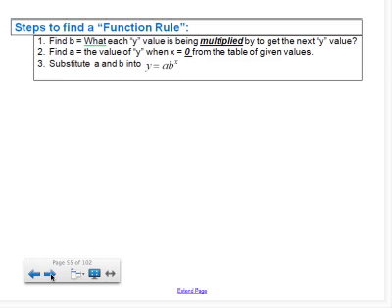So, steps for finding a function rule for an exponential function. First of all, find b. What is each y value being multiplied by to get the next consecutive y value? Next consecutive is the key word there, because sometimes we'll give you a table and they're not consecutive, so you have to make sure they're consecutive y values. Step 2 is find a. A is essentially the starting point, the initial value. In other words, it's the value of y when x is 0. So when x is 0, what is y? That is what you'll plug in for a. Finally, you just substitute a and b into the equation.